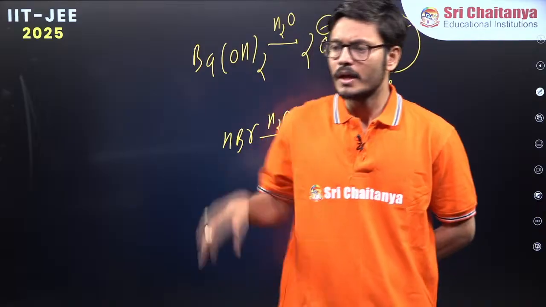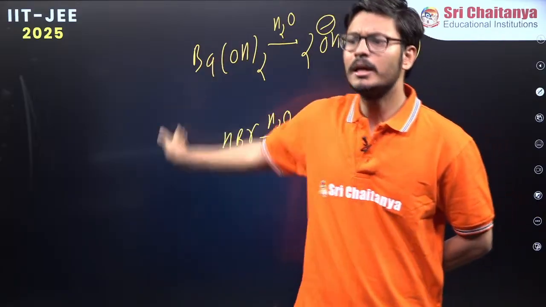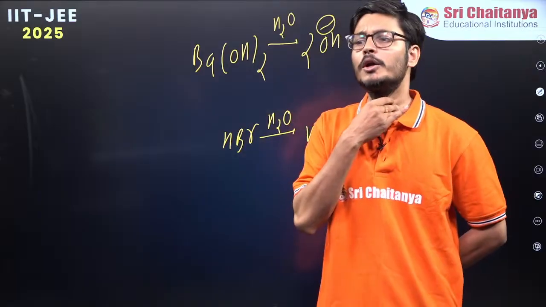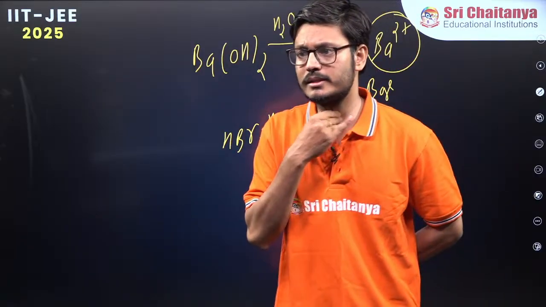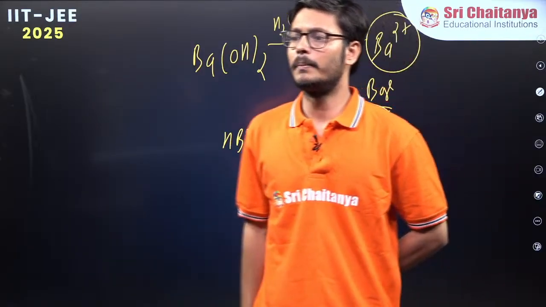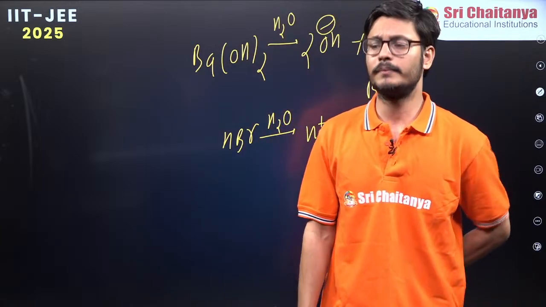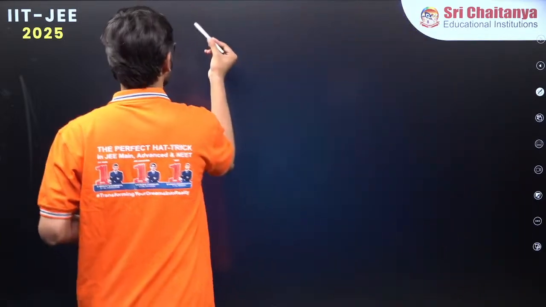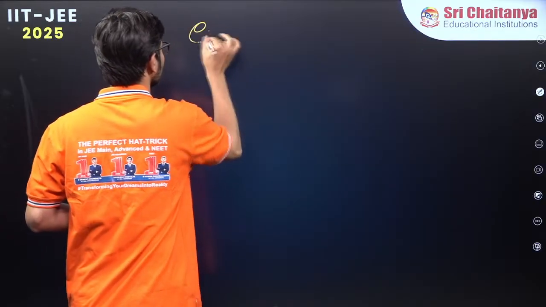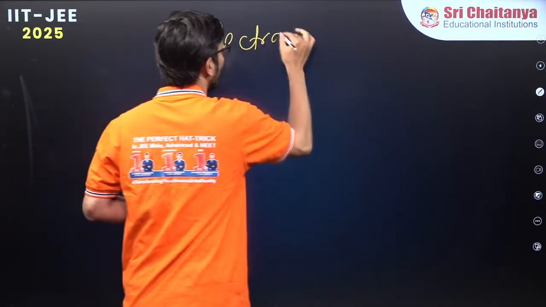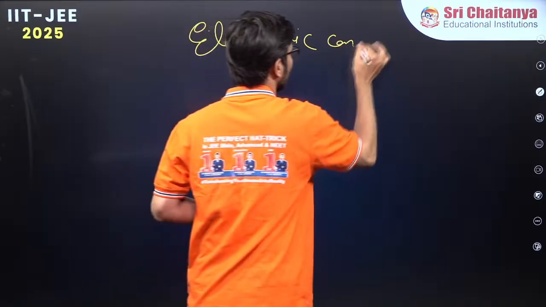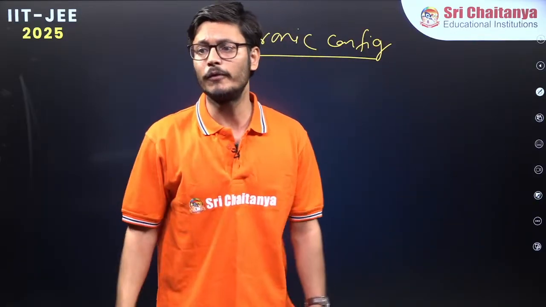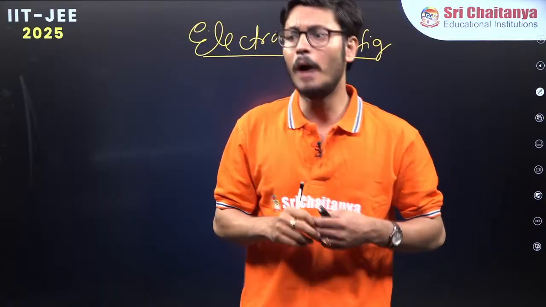So we have already done the nomenclature. Now we are continuing with the electronic configuration. To continue with the electronic configuration, let us see how to go about it. Okay, let's start. Electronic configuration. Now, to understand electronic configuration in a proper way, how to do it?